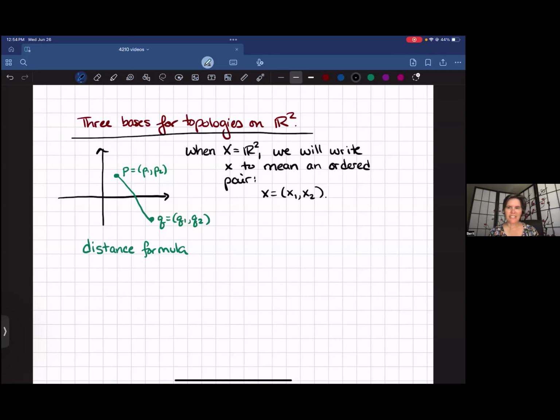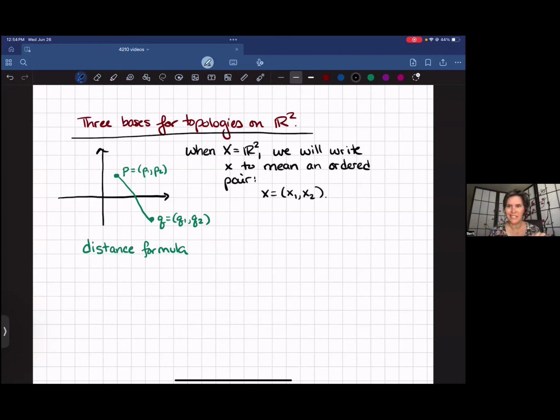Hi, this is Barrett Givens, and in this video, we're going to talk about three different possible bases for topologies on R2. So by R2, I mean the plane, okay? And we're going to sort of not use maybe normal terminology. When capital X is R2, we're going to use little x just to mean an ordered pair x1, x2.